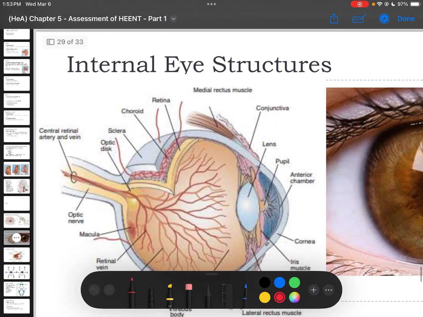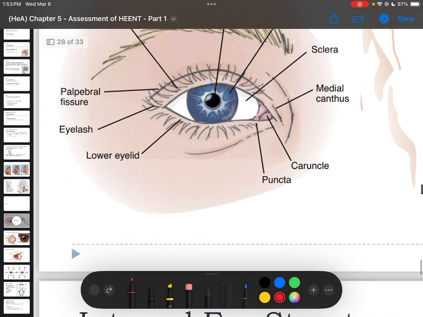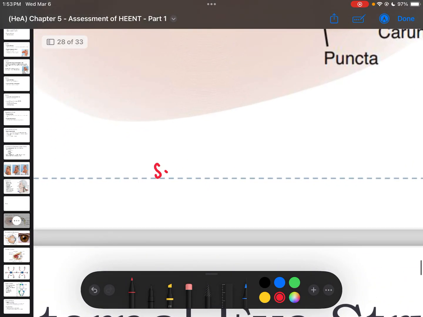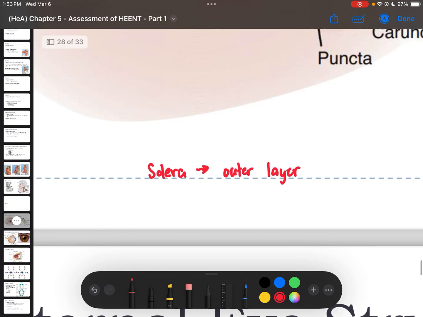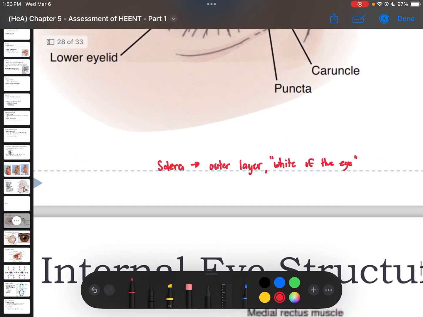The outer layer of the eye, also known as your sclera. Now the sclera is what we call the outer layer. It is oftentimes considered the white of the eye. Okay? That is the white of the eye.